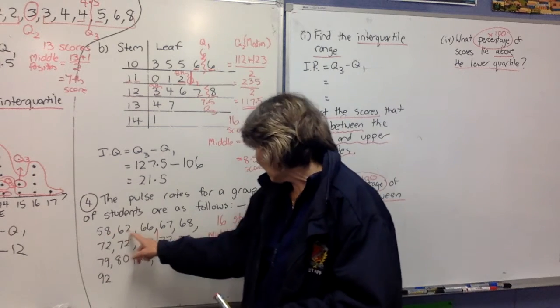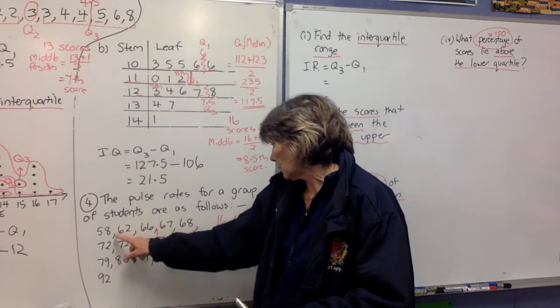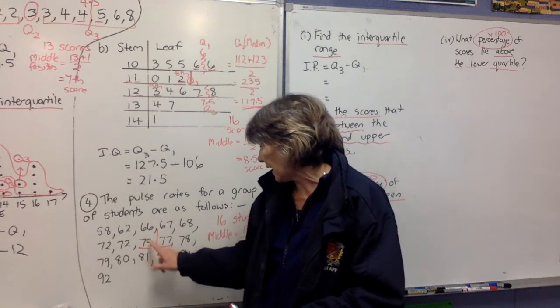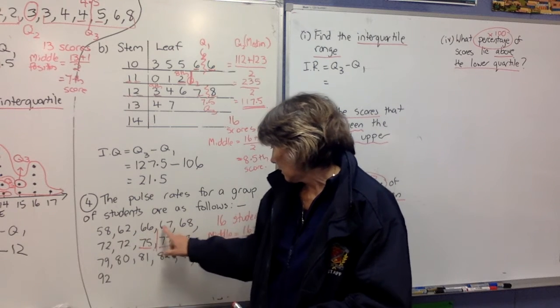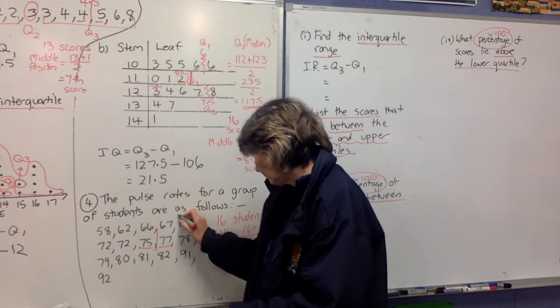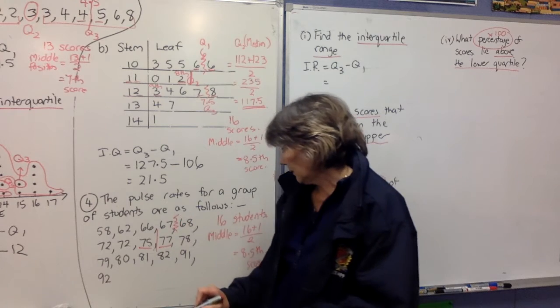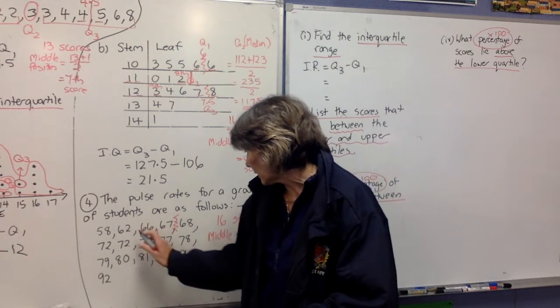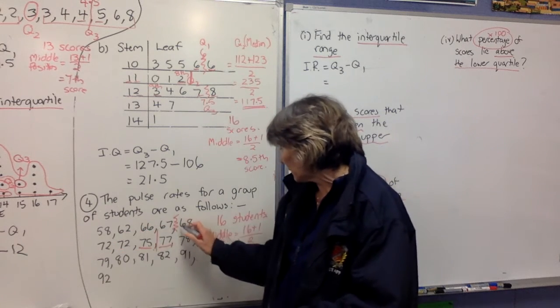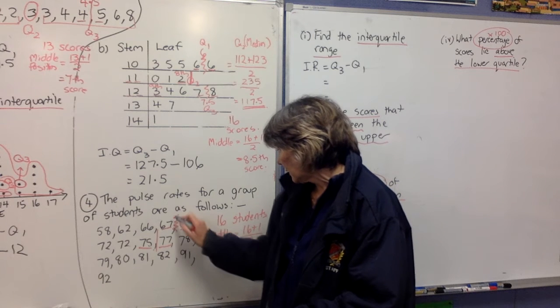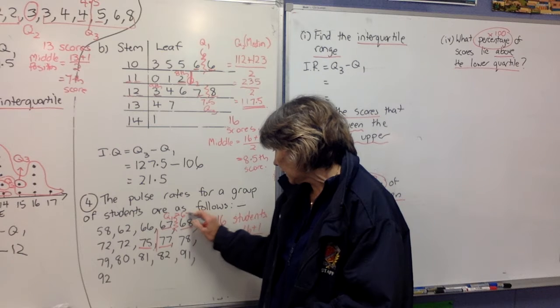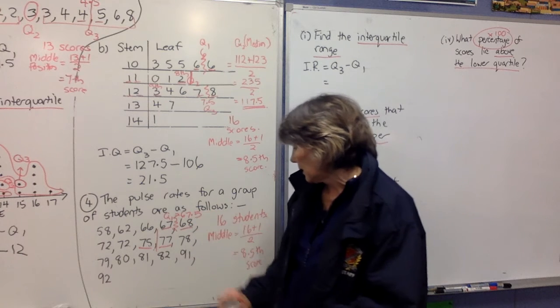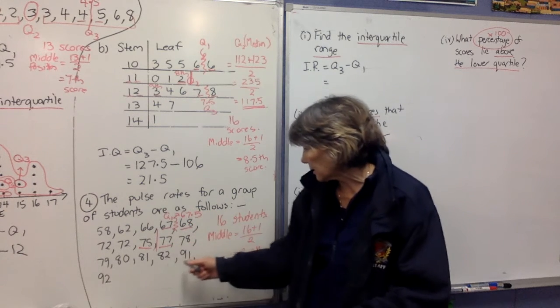So here's our group of 8: 1, 2, 3, 4, 5, 6, 7, 8. Our middle one will be in here. You can do your cross off first, last, second, second last if you want to. You'll be in here between these two. So Q1 is going to equal 67.5.